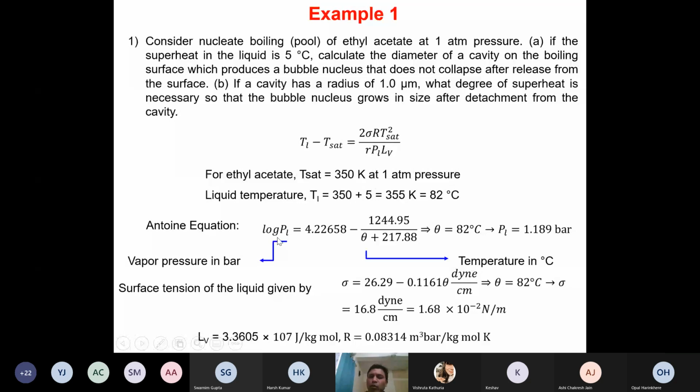So log P_L equals 22658 minus 1244.95 divided by theta plus 217.88, where theta is the temperature in degrees Celsius. Here the temperature of the liquid is 82 degrees Celsius, so we can put it in this equation and back calculate the value. This equation is given where P_L is represented in bar. This equation is given in the book; this problem is a solved problem from the book. Okay, so P_L comes to around 1.189 bar.